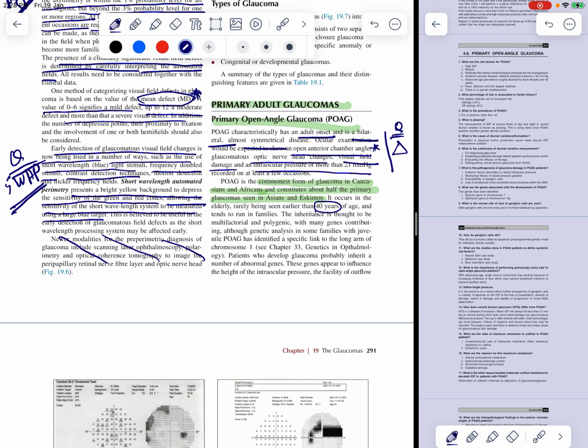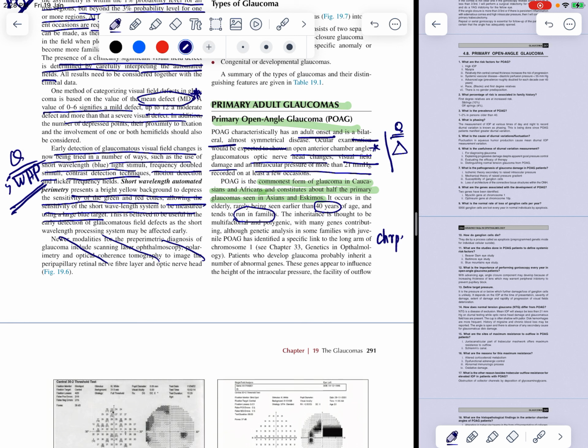Age group 40. It is hereditary. Runs in family. Even I have a family history of glaucoma. The inheritance is thought to be multifactorial and polygenic, with many genes contributing, although genetic analysis in some families with juvenile POAG identified a specific link to long arm of chromosome 1q.